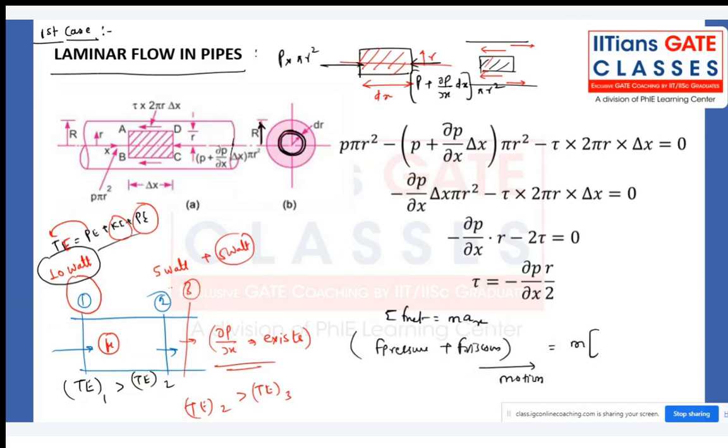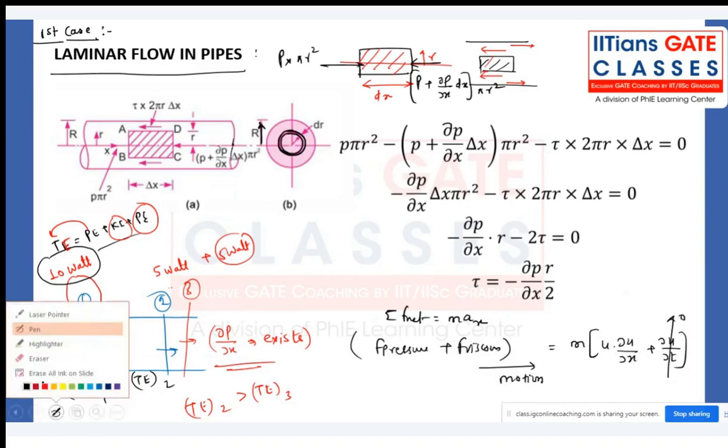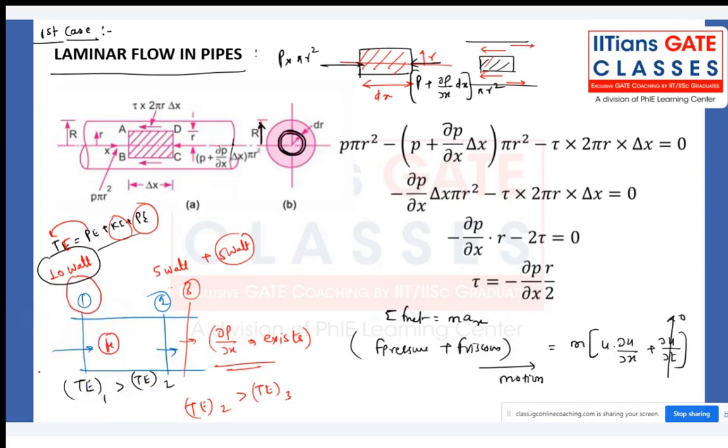What is my acceleration formula? You know that. Everyone knows that. This is the formula we have. And I'm discussing for steady flow. So this will be gone. And we are developing this concept for the fully developed region. So dou u by dou x will be 0. So the total term will be gone.